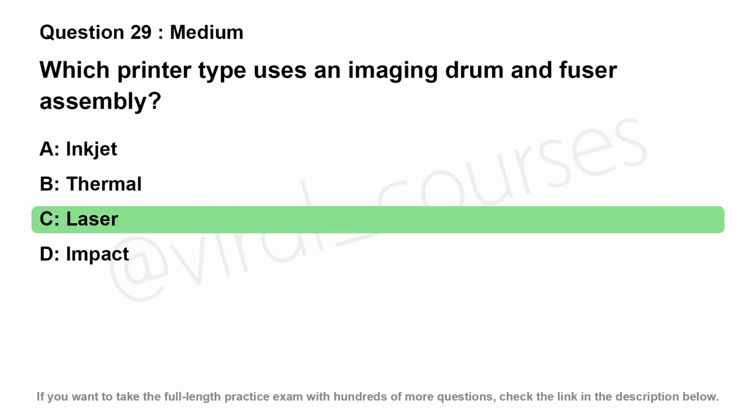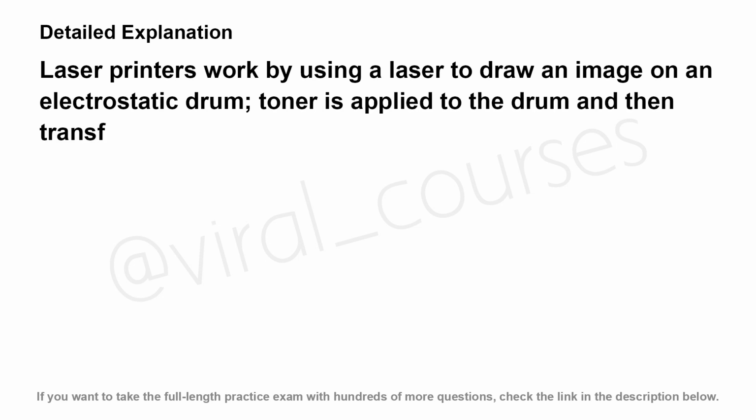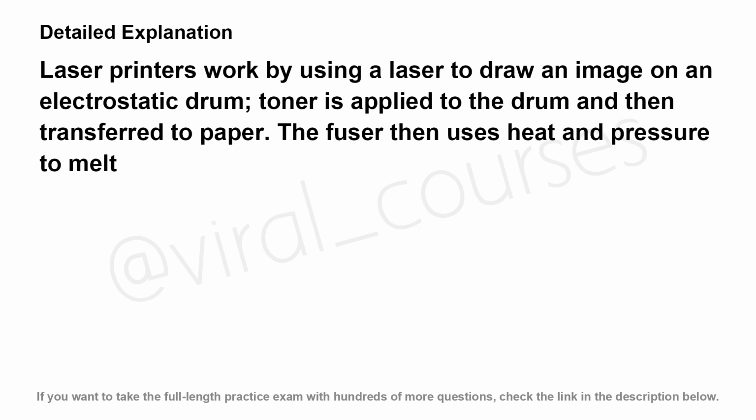The correct answer is C. Laser printers work by using a laser to draw an image on an electrostatic drum. Toner is applied to the drum and then transferred to paper. The fuser then uses heat and pressure to melt the toner onto the paper permanently.